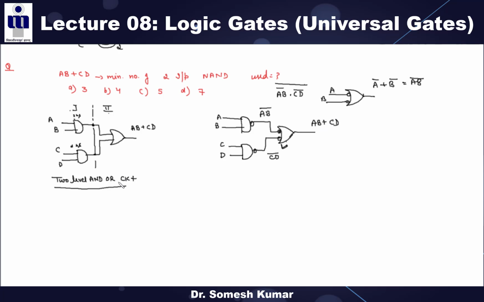So a two level AND OR circuit can be represented with a two level NAND circuit. Now, what is the correct answer? How many NAND gates are required to implement this function? 3. 3 is the right answer. 1, 2, 3. Clear the thing? Clear?